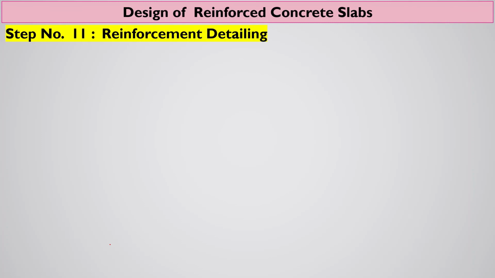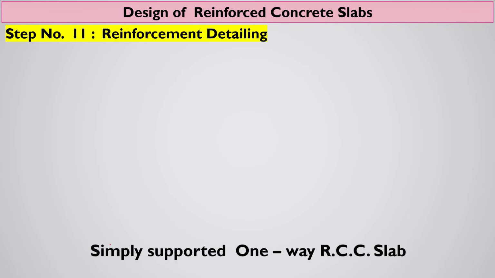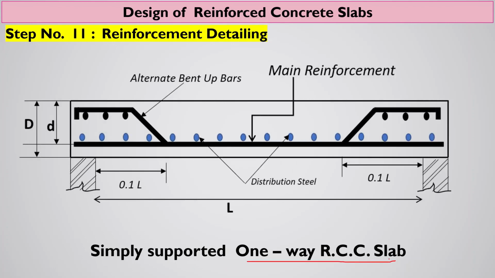Now the last step is the reinforcement detailing which we have to do, for a simply supported one way RCC slab. Now you can see here in more detail, this will be the capital D, the overall depth of the slab, and small d, the effective depth of the slab, that means from the center of the reinforcement. These black color bottom bars are main reinforcement.